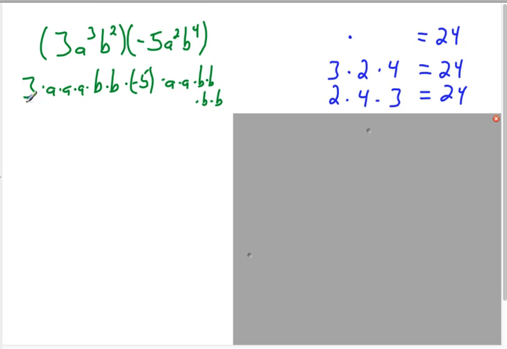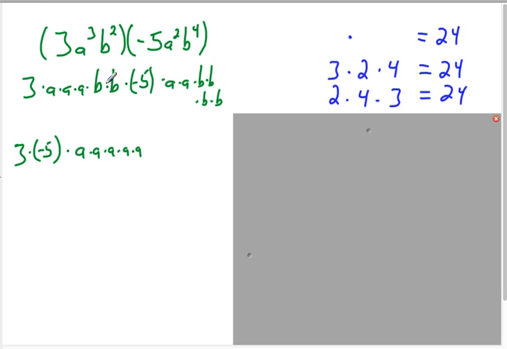So if that's true, we should be able to reorder all of these things. And so if I want to multiply that 3 times negative 5, well, that's real easy. I can do that right here. And then 1, 2, 3, 4, 5. If I'm going to multiply 5 a's together, I could just put those together.